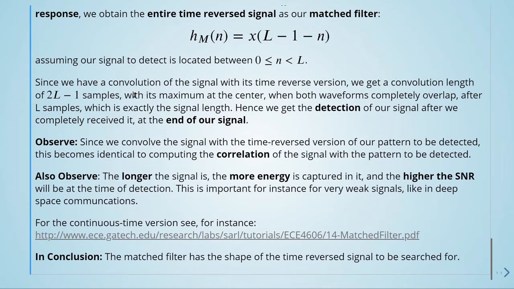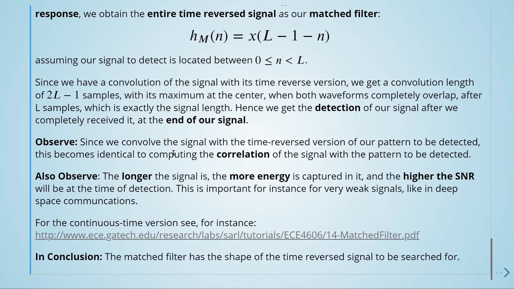Since we have a convolution of the signal with its time reverse version, we get a convolution length of 2 times L minus 1 samples, with its maximum at the center when both waveforms completely overlap after L samples, which is exactly the signal length. Hence, we get the detection of our signal after we completely received it at the end of our signal.